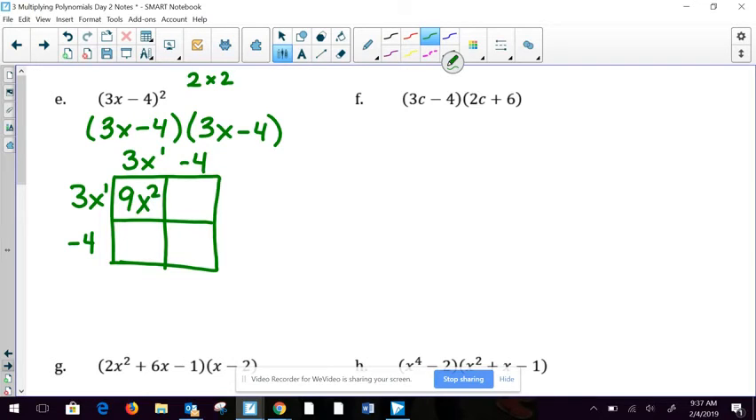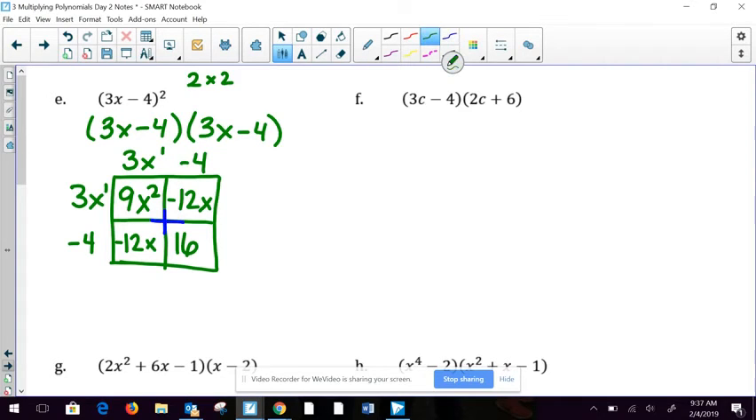Now, what's 3x times negative 4? Fantastic, negative 12x. Let's work down to the negative 4 now. What's negative 4 times 3x? Great, negative 12x. And finally, watch your signs. What's negative 4 times negative 4? Positive 16. Take a little look at those diagonals.